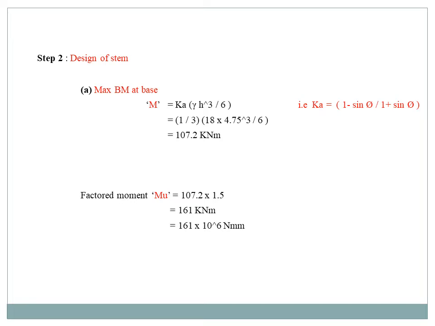Then factored moment. So factored moment is the moment into factored load. Our factored load is 1.5. So 107.2 into 1.5 is equal to 161 kilonewton meter. That will be converted from kilonewton meter to Newton mm. So 161 into 10 power 6, because kilo is replaced by 10 power 3 and meter is replaced by 10 power 3. So 161 into 10 power 6 Newton mm.